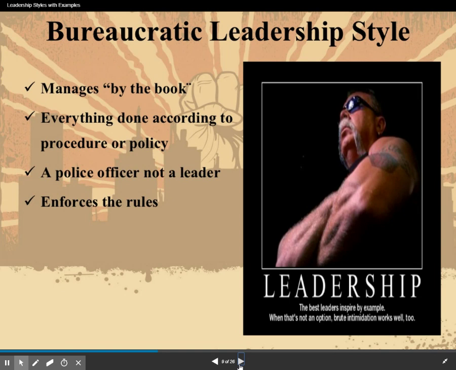So in healthcare, a lot of times we do have bureaucratic leadership styles, because so many things in healthcare are laws, or so many things can cause damage to patients. So sometimes we do work in certain areas where we do have a bureaucratic leader. Bureaucratic leaders are by the book. Everything is by the book.